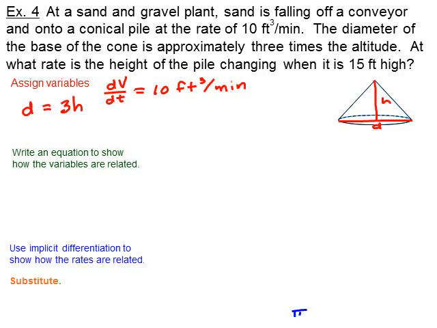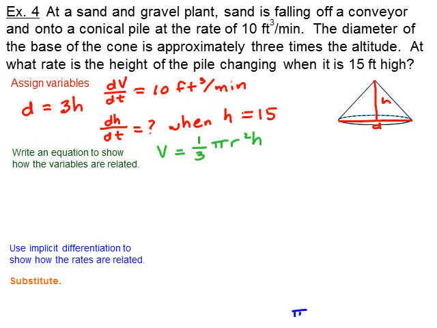So the 10 is change in volume over change in time, dV dt. Diameter is 3 times the height, and we need to find dh dt at the instant when h is 15. We're dealing with volume of a cone, so our equation can be V equals 1/3 pi r squared h. Here's a case in which the volume is a multivariable function. It depends on both the radius and the height.